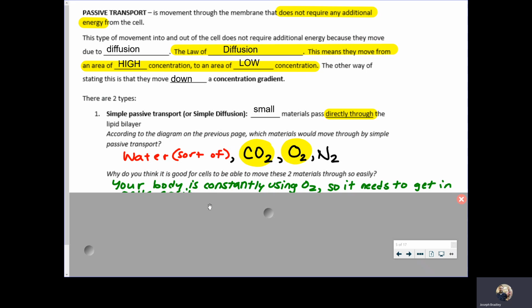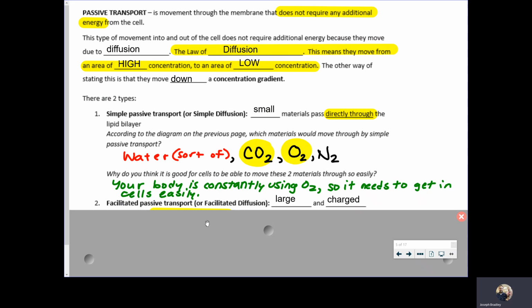So why do you think it's a good idea for the cells to be able to move these two things so easily? Well, you breathe in oxygen and you're breathing out CO2. So your body is constantly using those, so they need to get into the cells easily. If you run out of oxygen, your body doesn't survive very long. Maybe for just a little bit of time, you can survive without oxygen.